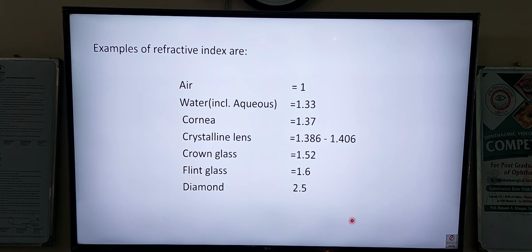These are a few examples of refractive index of different mediums. Air has a refractive index of 1. Water including aqueous has a refractive index of 1.33. Cornea is 1.37. Crystalline lens is 1.38 to 1.406. Crown glass is 1.52. Flint glass is 1.6. And diamond has the highest refractive index of 2.5.